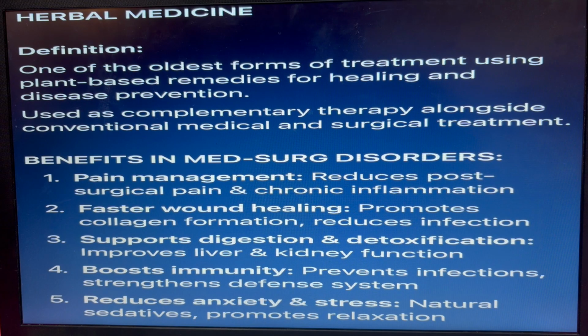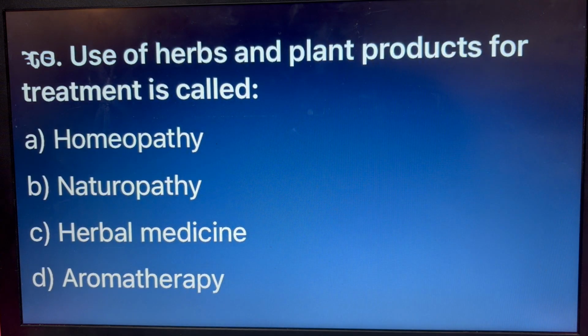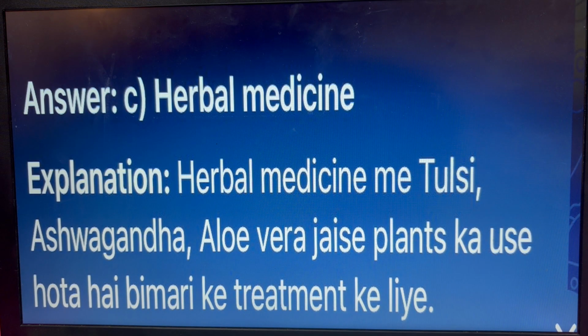Next is herbal. Herbal medicines have been used for thousands of years in medicine and nursing. Herbs are used to support healing. Some herbs reduce pain and inflammation. Others help wound healing faster. As nurses, we must always remember to check for herb-drug interactions before giving herbal supplements. Document what the patient is taking. Okay, next, use of herbs and plant produce for the treatment is called... right answer is herbal medicines.